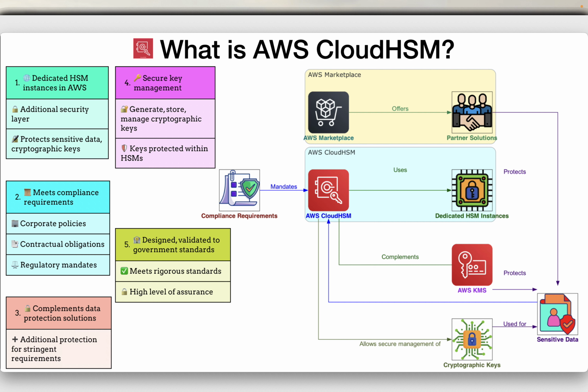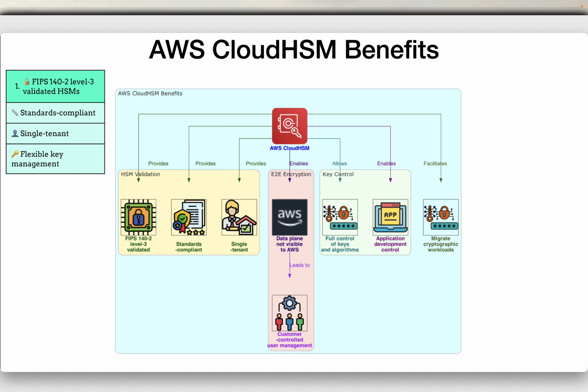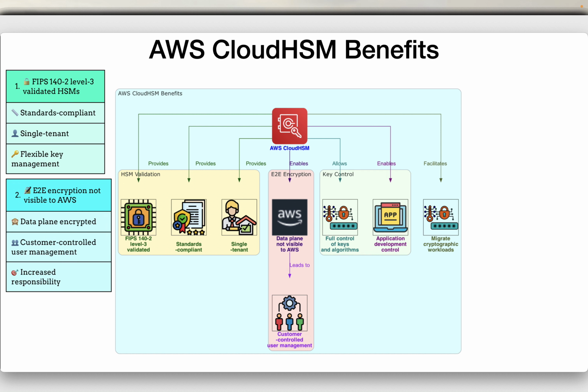So AWS CloudHSM benefits. AWS CloudHSM uses general purpose HSMs that are standards compliant, single tenant, and FIPS 140-2 level 3 validated. They provide more flexibility when compared to the fully managed AWS services that have predetermined algorithms and key lengths for your applications. Because your data plane is end-to-end encrypted and not visible to AWS, you control your own user management outside of IAM roles and IAM user management. And the trade-off for this control is that you have more responsibility than if you used a managed AWS service.